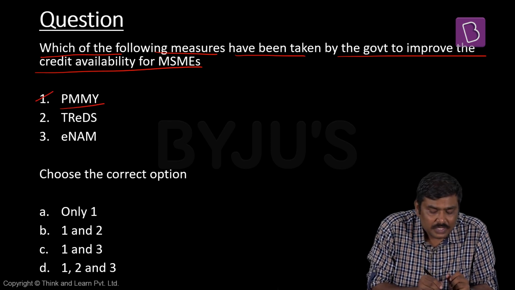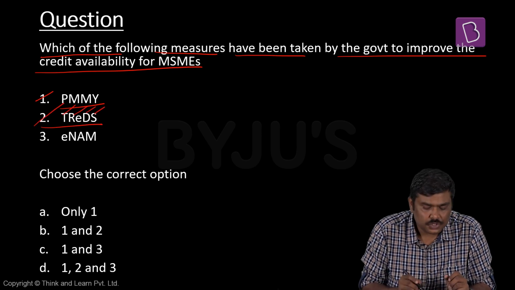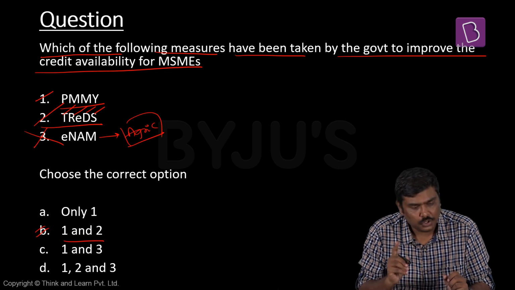Yes, it is true. TREDS, Trade Receivables E-Discounting System. Yes, it is also true. ENAM, no, this is more applicable to the agriculture sector. So the right option will be option B, 1 and 2.